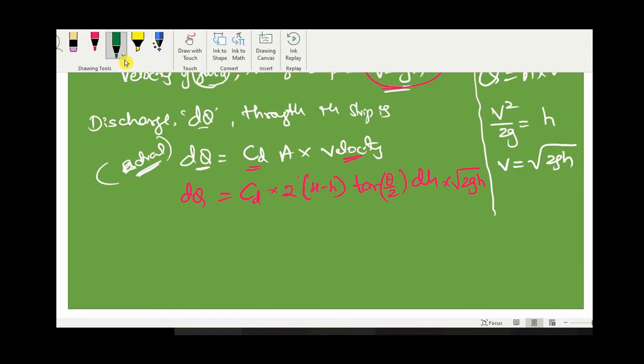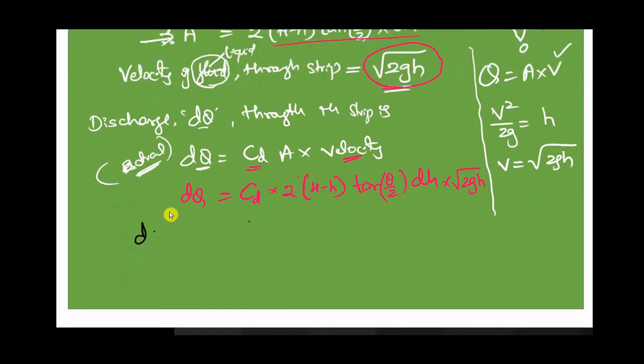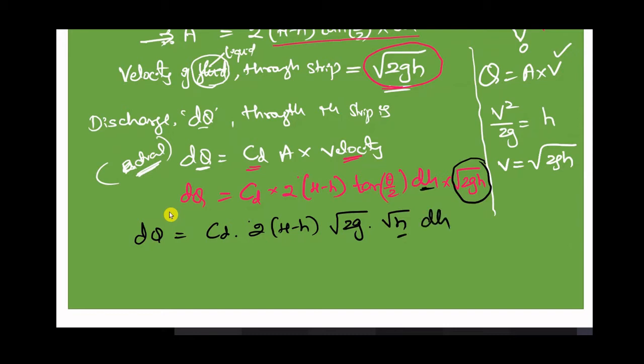Now what we do is we will write the discharge for the small strip once again, the same equation with a slight change in the notation. Here I will write square root of 2g. One more square root of h I will take, because this term I have split into two. Square root of 2g on one side, and square root of h, because this h depends on dh, and tan theta by 2 as it is. Nothing I have changed, only a simplification method.